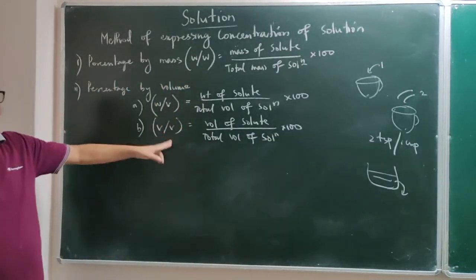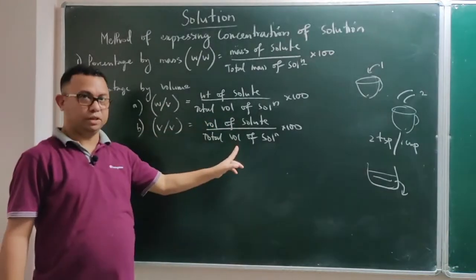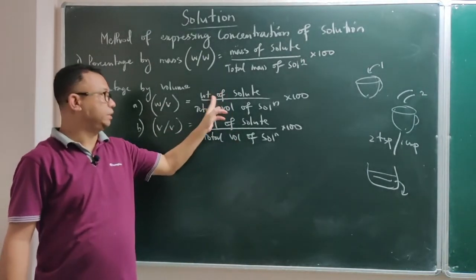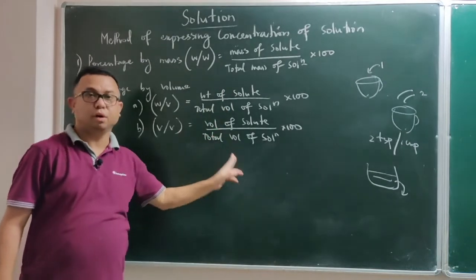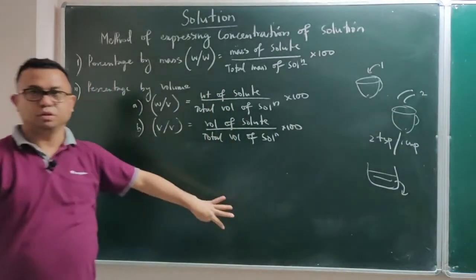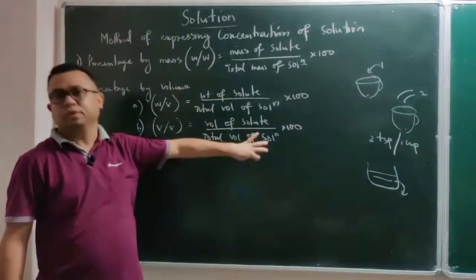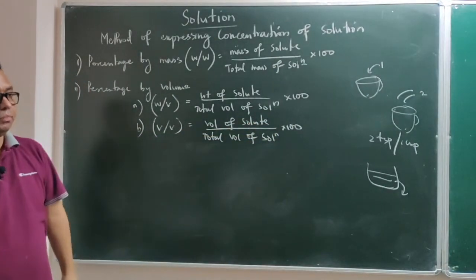So again I am repeating, there is a difference between the two. Here it is volume, here also it is volume, but the numerator is different. That is weight by volume, this is volume by volume. Volume of the solute, volume of the solution, versus weight of the solute but volume of the solution.